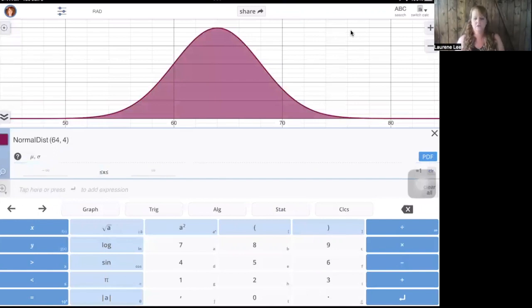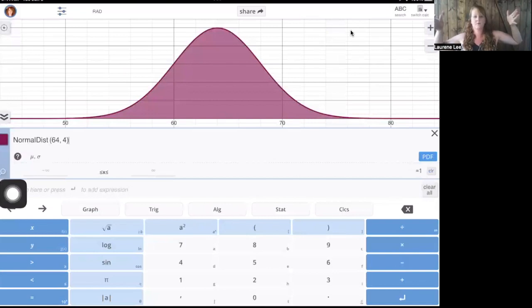So now look, the whole thing is colored. Look at the answer over here. This answer is 1. Everything that's colored is 1. The total area under this normal distribution is 1. That's your whole deal, okay? And look at what it says. It says negative infinity to positive infinity. That means the whole thing.